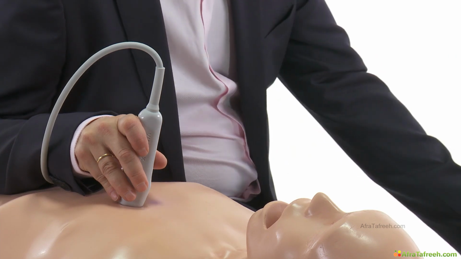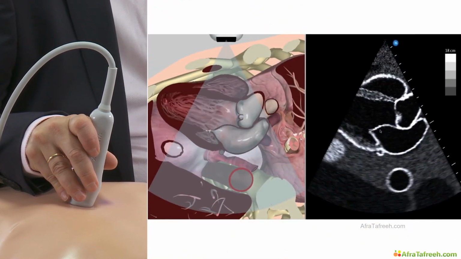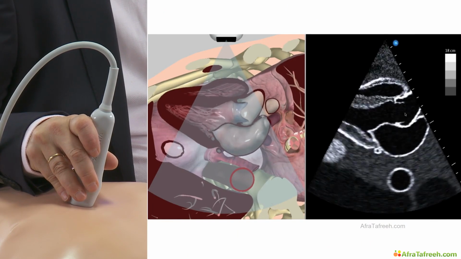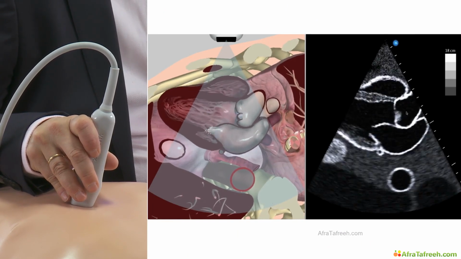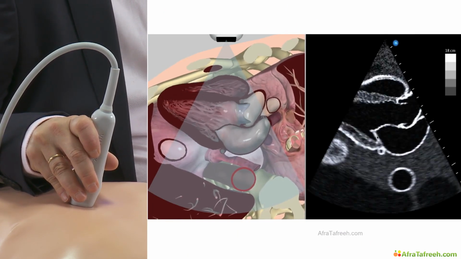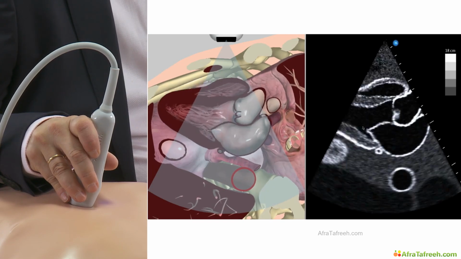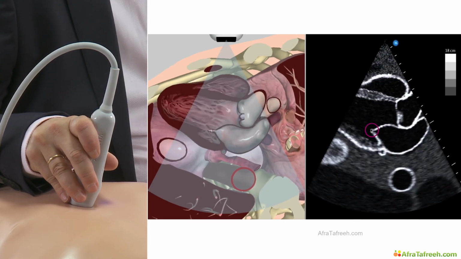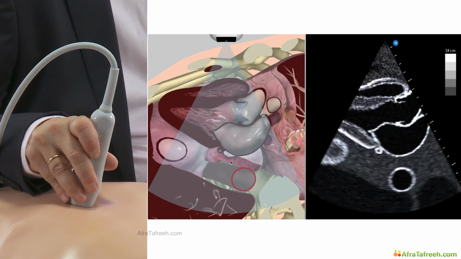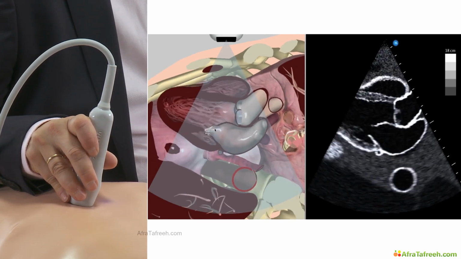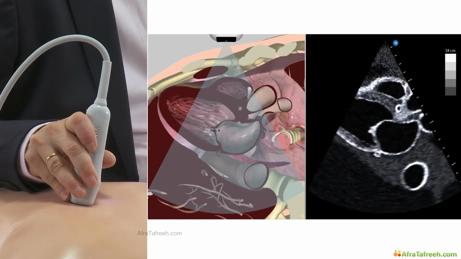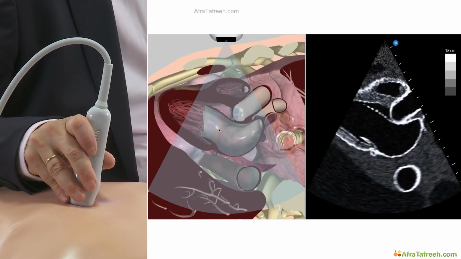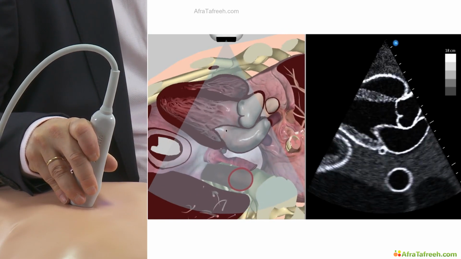We have the anterior leaflet right here, which is closer to the transducer and closer to the aortic valve. Then we have the posterior leaflet, which coapts with the anterior leaflet right here. If you want to see the entire mitral valve, you have to slightly tilt the transducer to scan through the entire mitral valve.